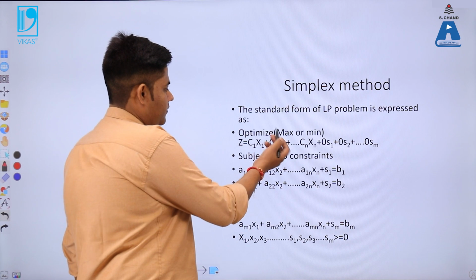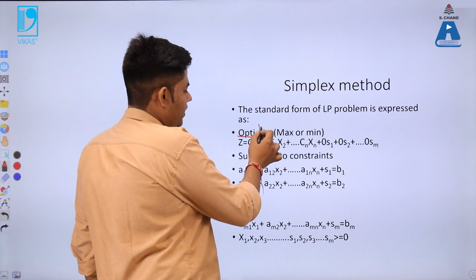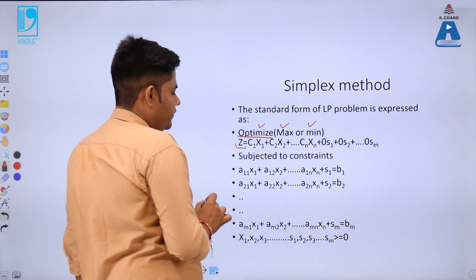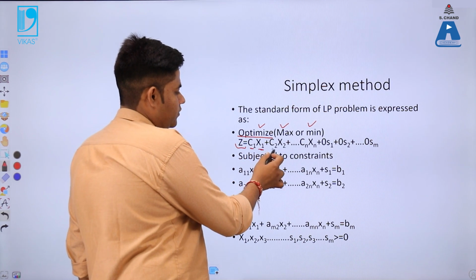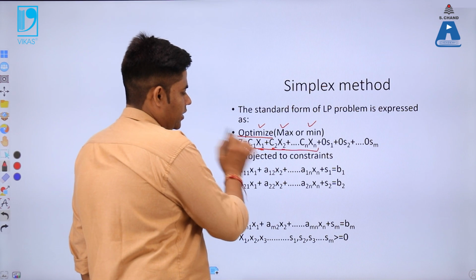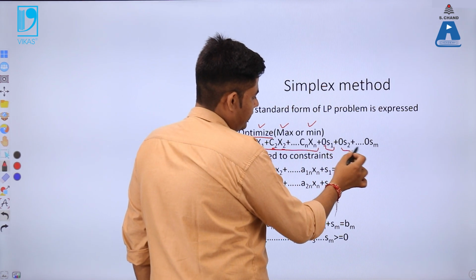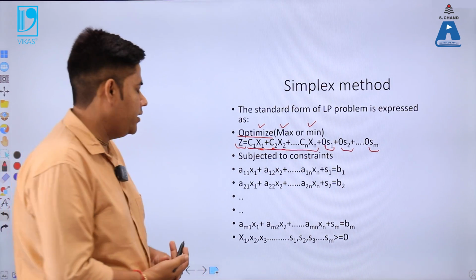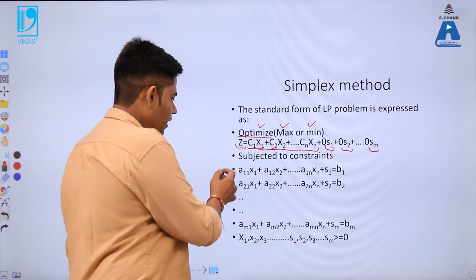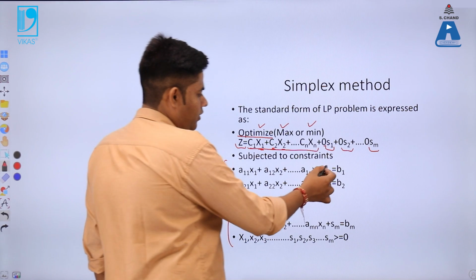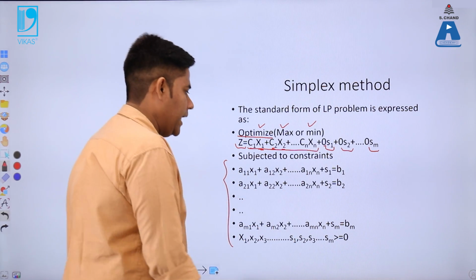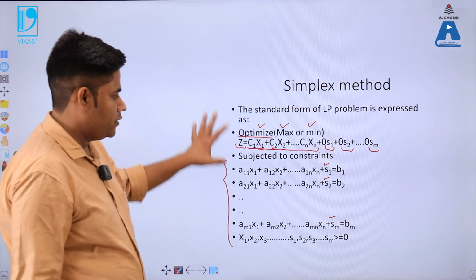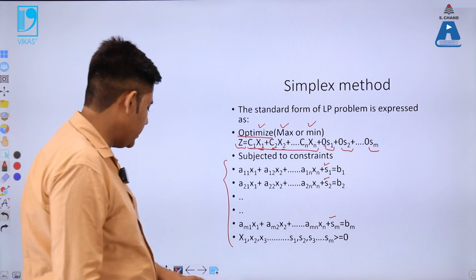Mathematically, you should have an optimization function, maximization or minimization. Here generally we have a maximization function which is z equals c1x1 plus c2x2 and so on. These are the extra variables, maybe slack or surplus variables. We need to multiply them with 0 because they don't have any role in the objective function. And the constraint equations must be of equal to type. That can be done by adding the slack variables into it. So these are the basic expressions of the standard form of the simplex method.